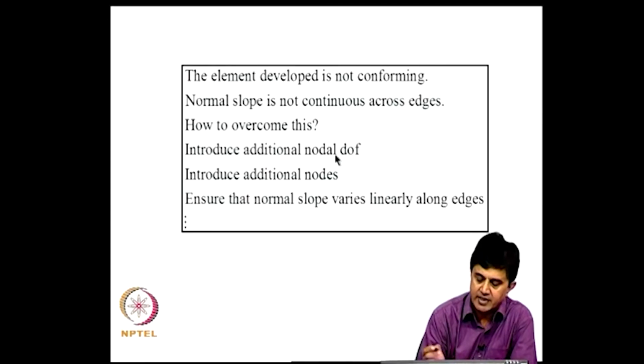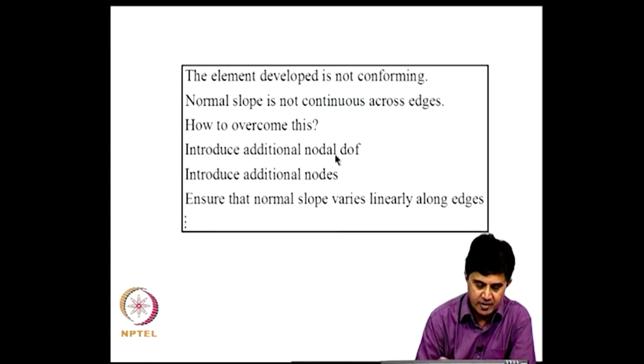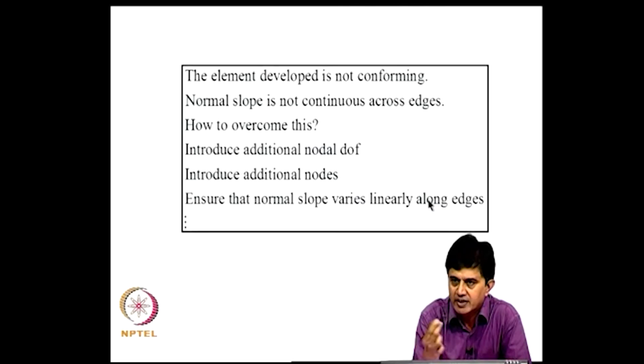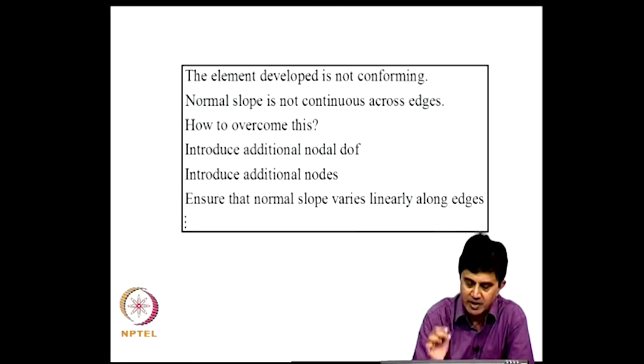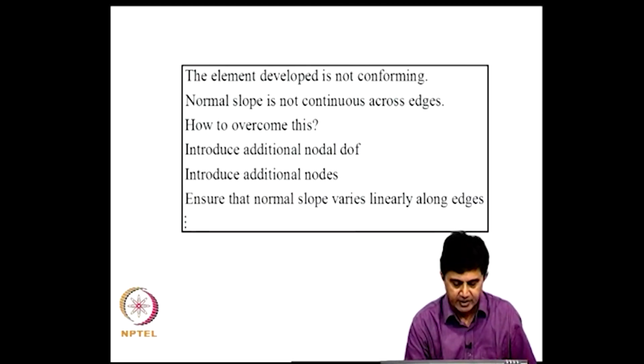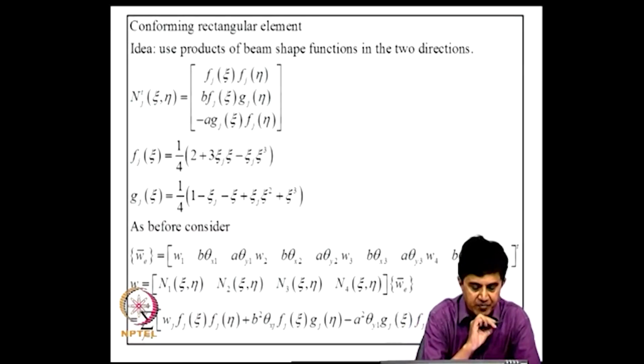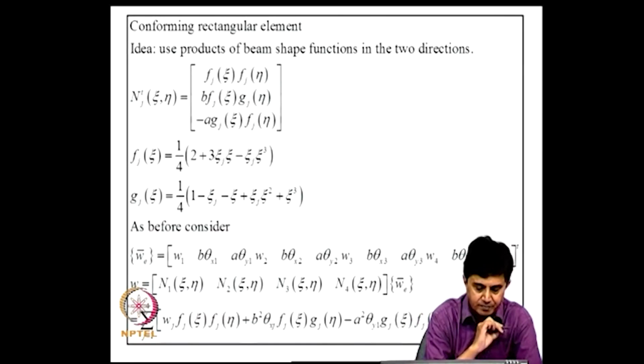So, we can introduce additional nodal degree of freedom, or introduce additional nodes, or ensure that normal slope varies linearly along the edges. If normal slope varies linearly along the edges, then automatically it depends on two nodes along the edge, and therefore the continuity will be guaranteed. So, we will see how that happens. So, first we will consider a conforming rectangular element.